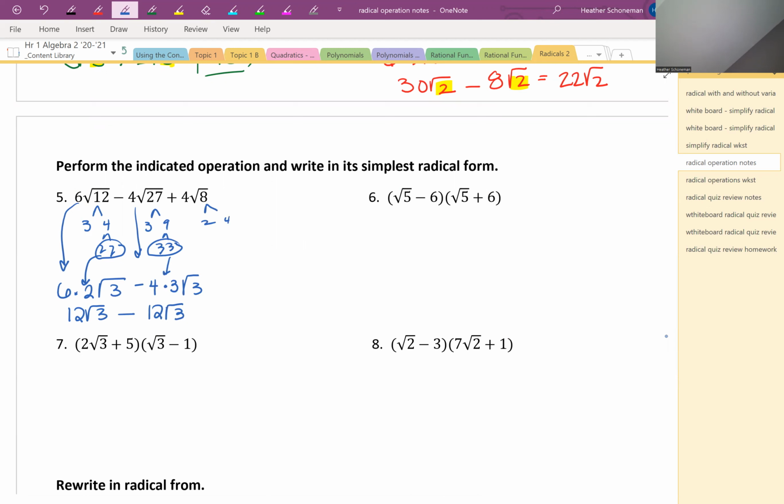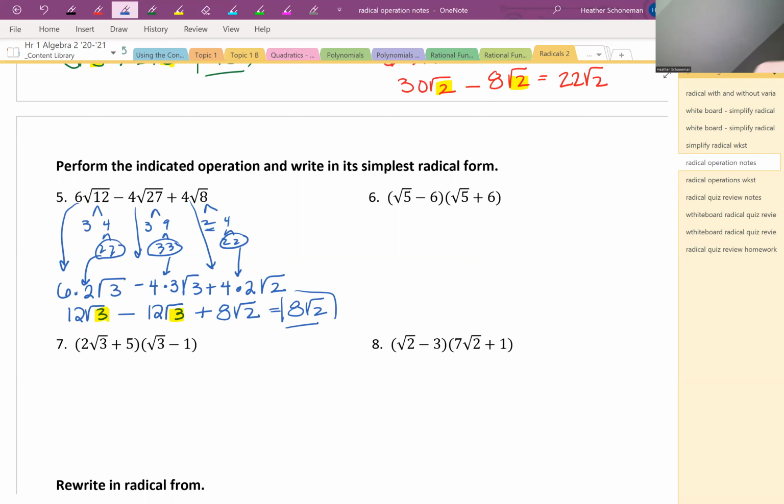Over here, 8, 2 and 4, 2 and 2. This 4 is already outside. This 2 gets to come outside. This 2 over here is left over and it goes underneath, and we get plus 8 square root 2. Now, these first 2 are the only ones that are like terms because they're the only ones that have radicals that match. And 12 minus 12 gives me 0. They just cancel out. So all that is left is 8 square root 2 because it doesn't combine with anything.